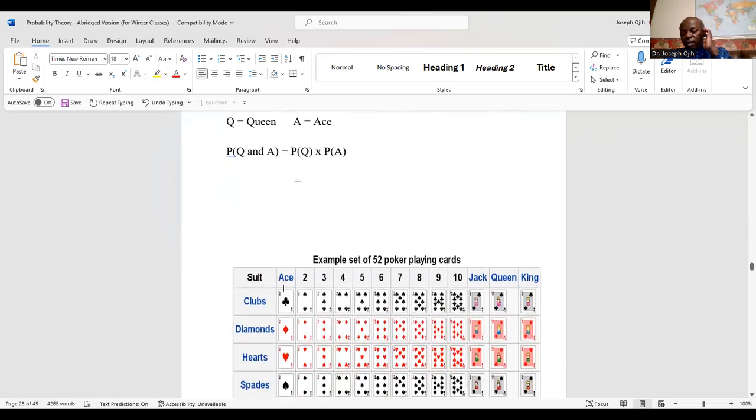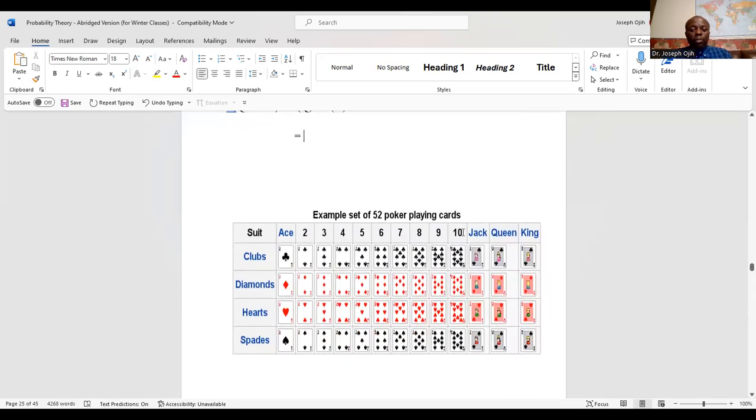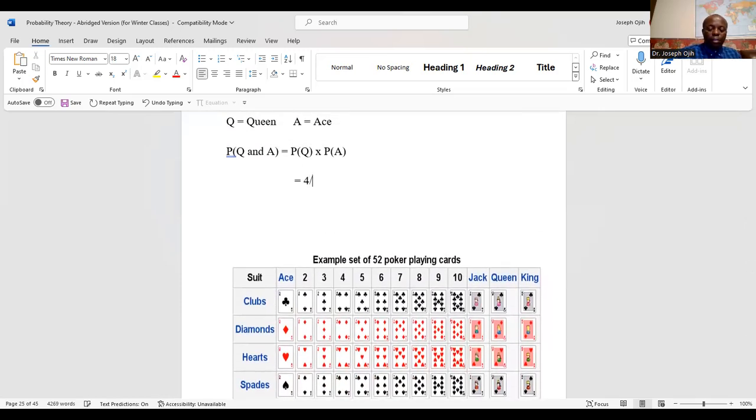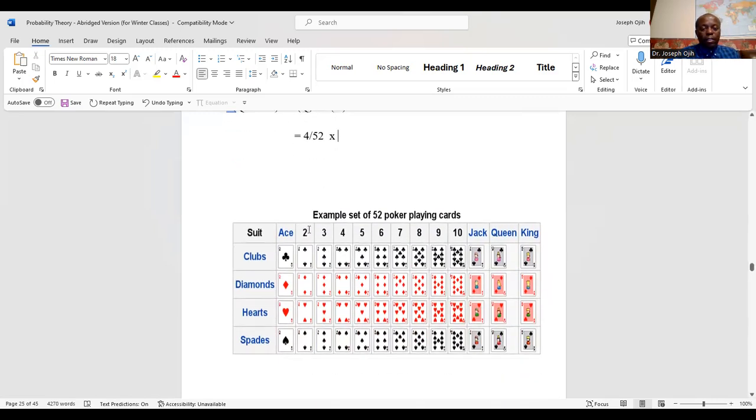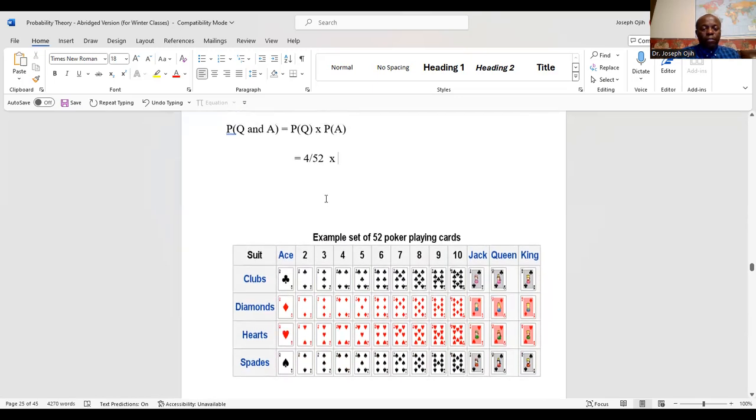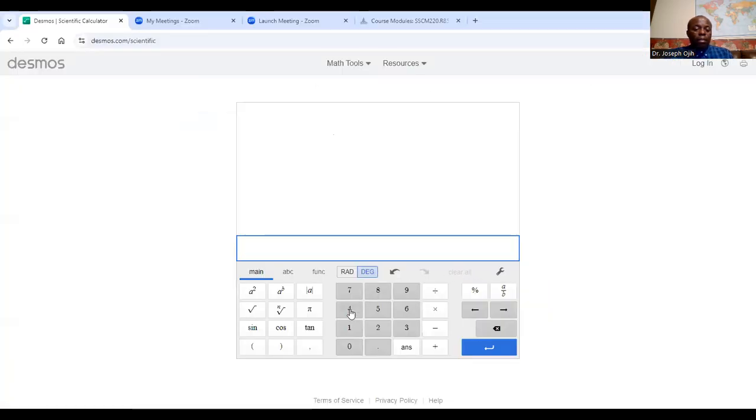Again, there are 4 aces here. And for queens, that means 4 out of 52 cards for queen, times for ace, you can see the 4 aces right here: 1, 2, 3, 4. So we have 4 over 52. And that will give you the answer for getting a queen and an ace. You have 4 divided by 52 times 4 divided by 52.